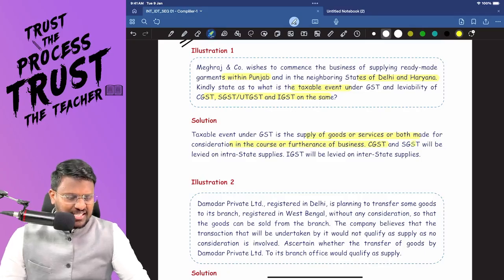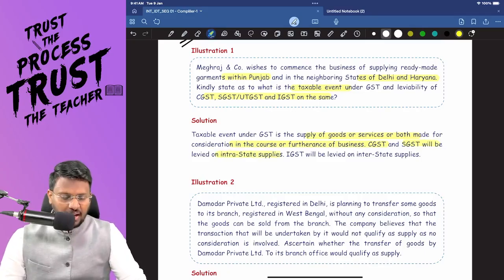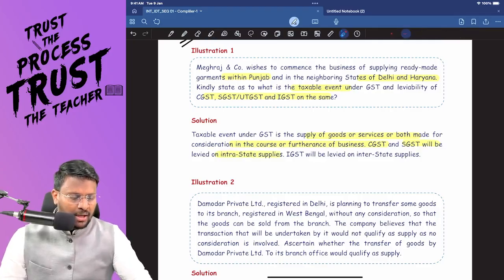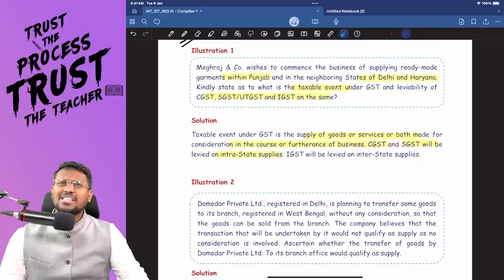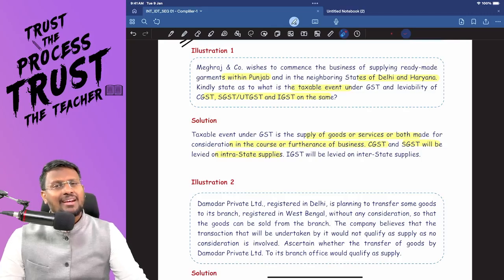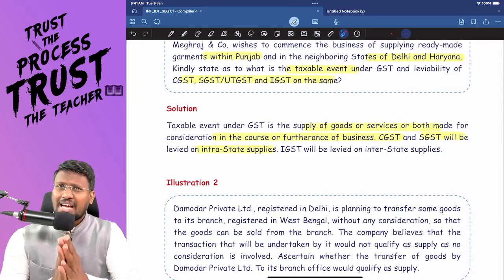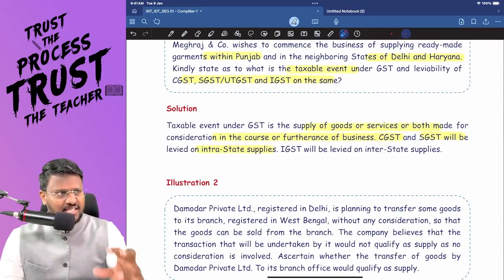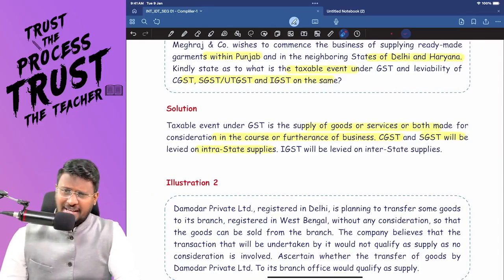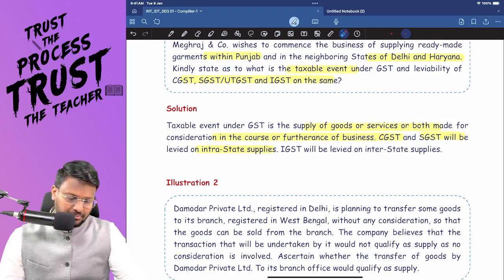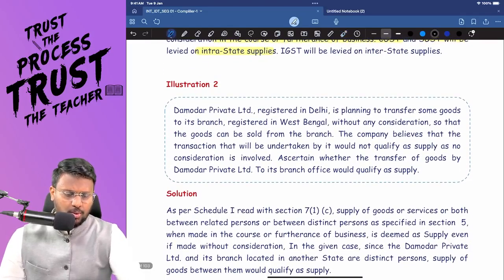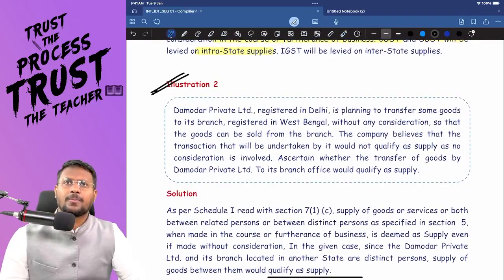Sir, CGST and SGST will be levied on what state supply? And IGST will be levied on interstate supply. So supply is classified into two categories. Supply may be intra-state supply, or interstate supply. If the supply is an intra-state supply, CGST and SGST to be levied. And if the supply is an interstate supply, IGST to be levied. Coming to illustration number 2. Are you comfortable with illustration number 1?